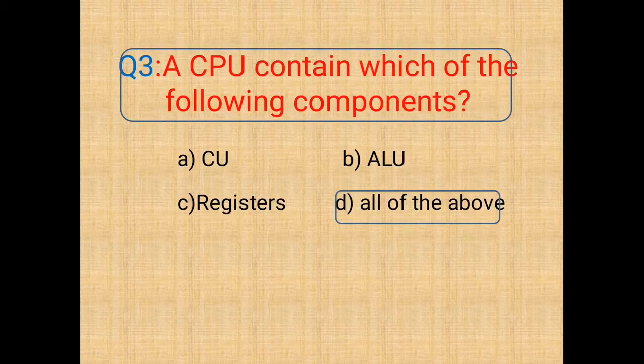Question number 3. A CPU contains which of the following components? A, CU. CU stands for control unit. B, ALU, arithmetic logic unit. C, registers, and D, all of the above. So in this question the correct option is D, all of the above, because the CPU contains the CU, ALU and registers as well.